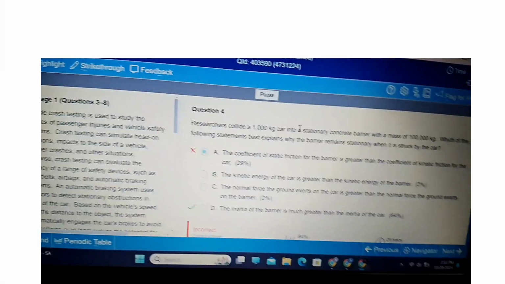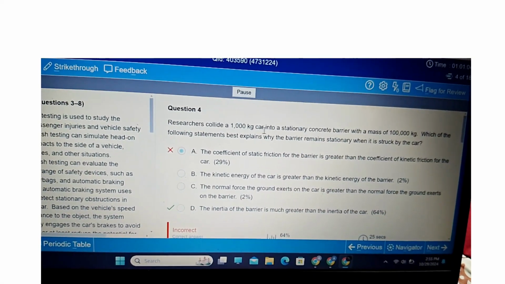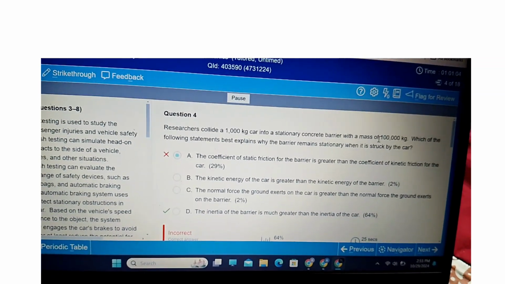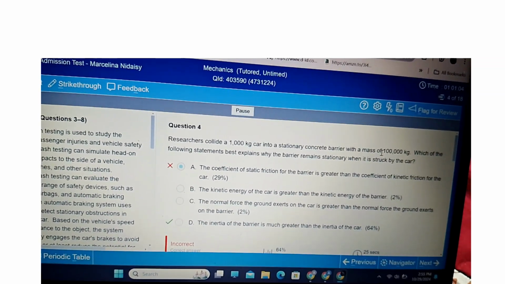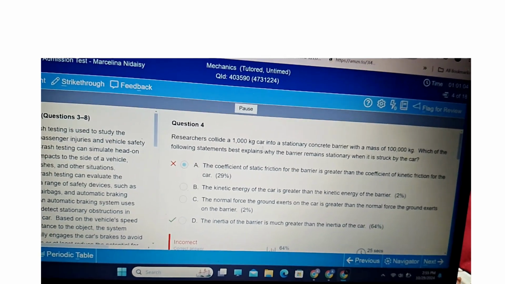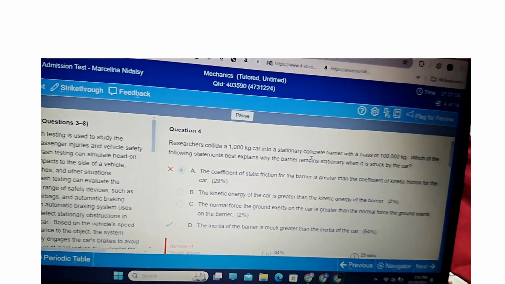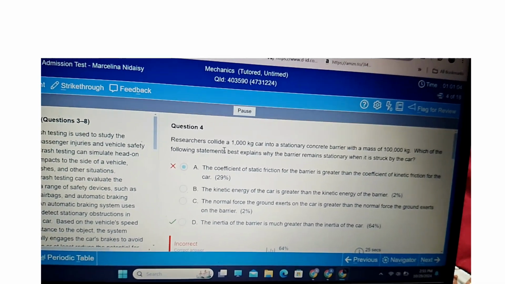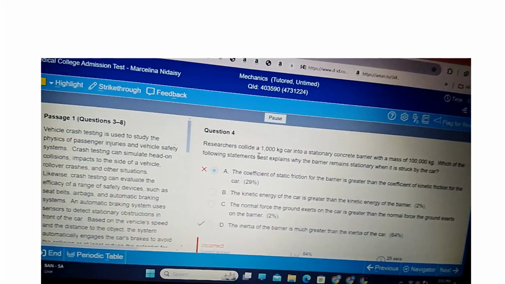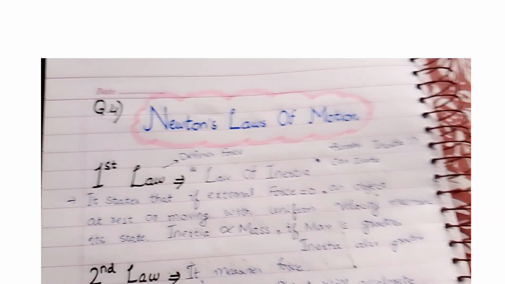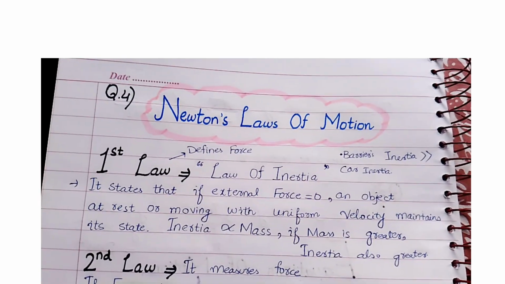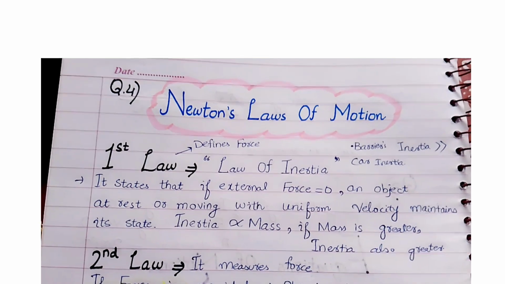So the next question is: researchers collide a 1,000 kilogram car into a stationary concrete barrier with a mass of 100,000 kilograms. Which of the following statements best explains why the barrier remains stationary when it is struck by the car? We don't need calculations in this question, but I would like to revise some of Newton's laws of motion. I know you know everything, but still, from the MCAT point of view, I will revise the things for you.